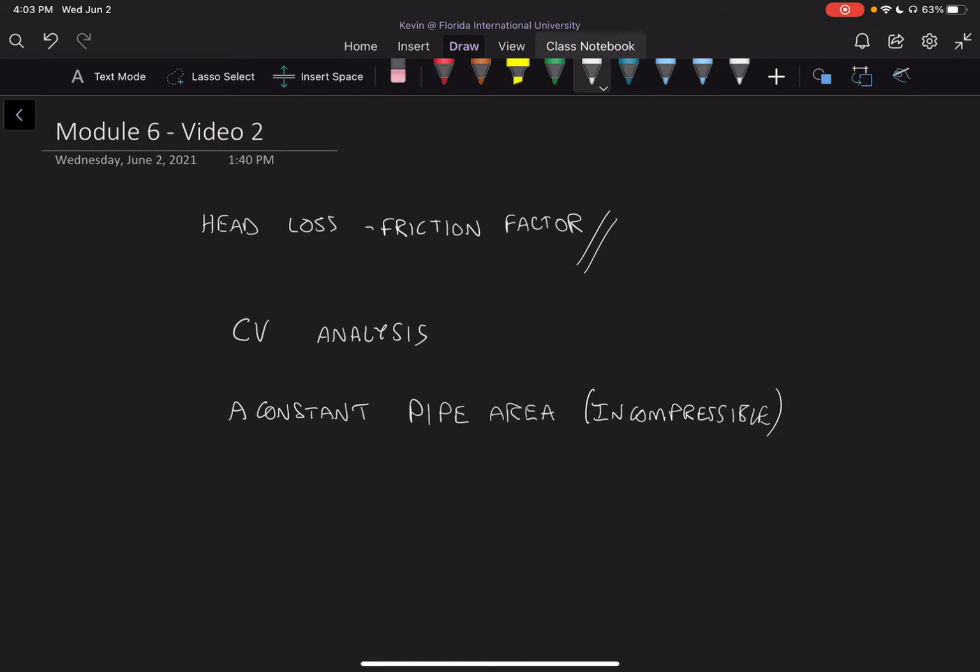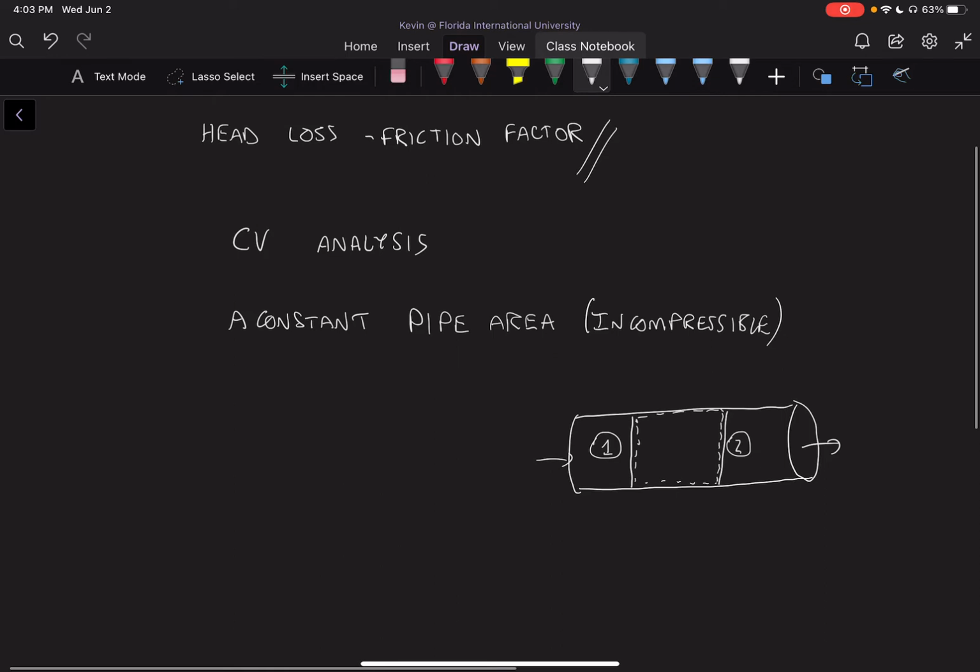And what we can say is if we have a constant pipe area and we're looking at a control volume analysis, so let's say we have a pipe like this, okay, and we have, let's say, point 1 or plane 1 is here, and then plane 2 is here, which would be the entrance and the exit. We can have a control volume analysis on this control volume right here. And we can say that if we have flow into here and out of here, the mass flow rate at 1 is equal to the mass flow rate at 2 if we have steady flow.